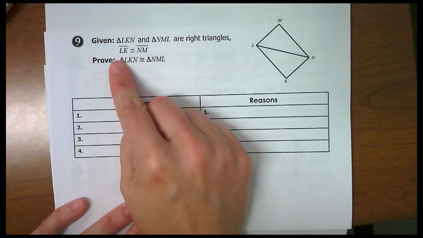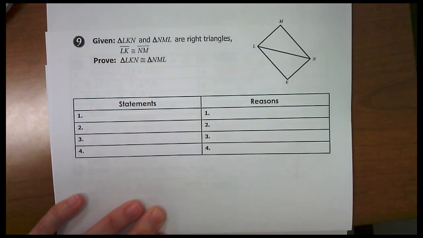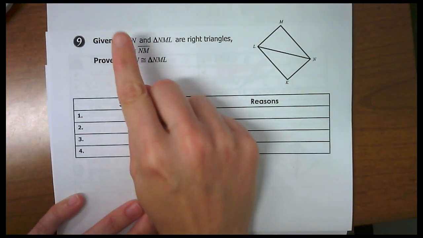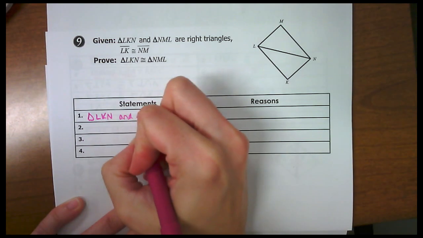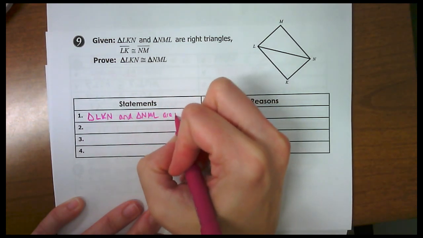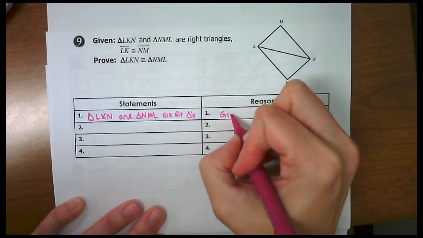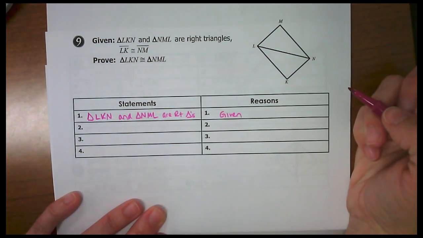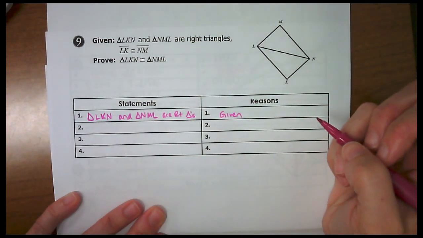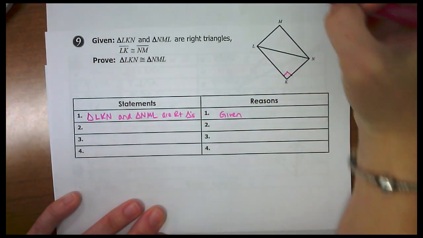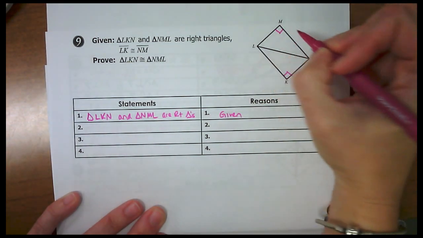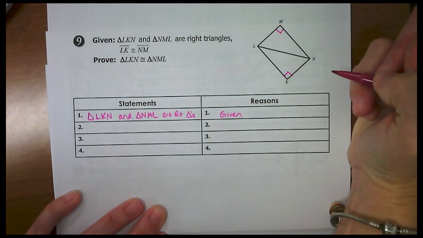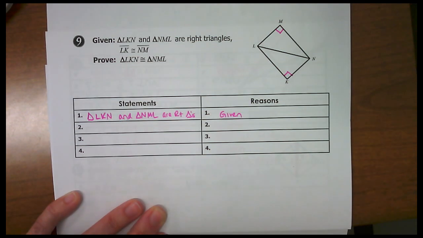Okay, last. We got a last set of congruency methods here. We got hypotenuse, leg. So our first statement given, we're going to say LKN and angle NML are right triangles. Given. So in this picture, it is obvious where our right angles go. LKN, this is our right angle, and then NML, this is our right angle. Sometimes in a proof they'd have to tell you specifically which angle is the right angle.